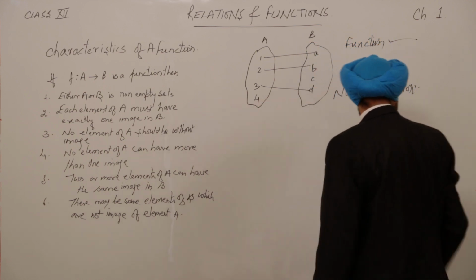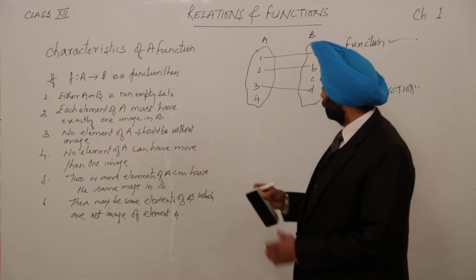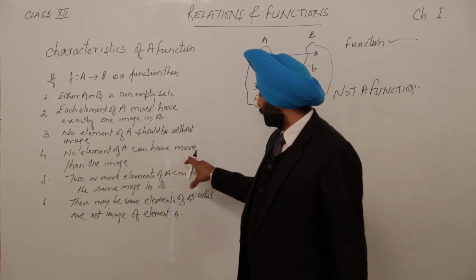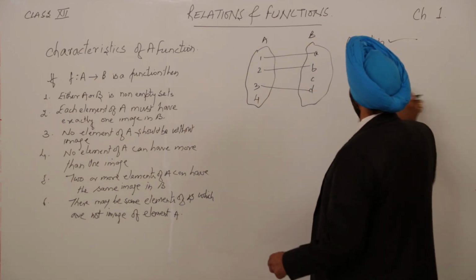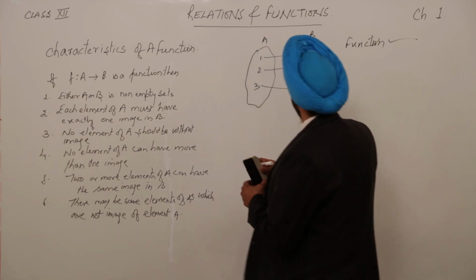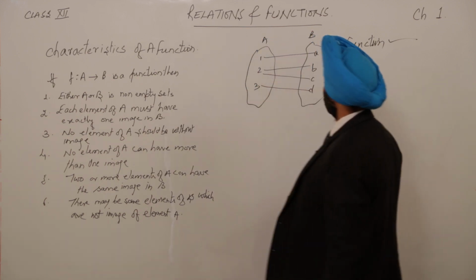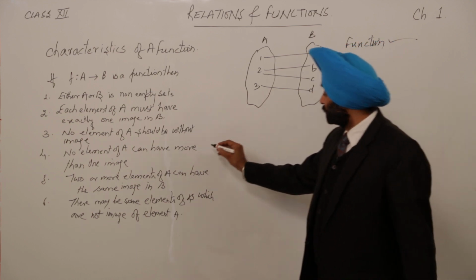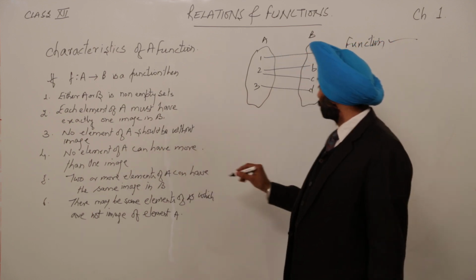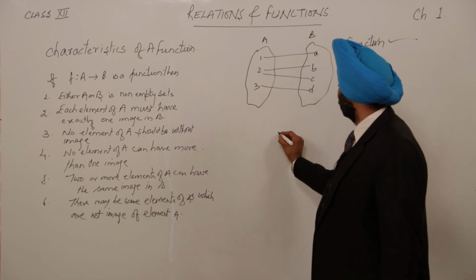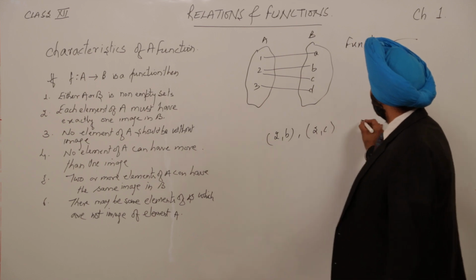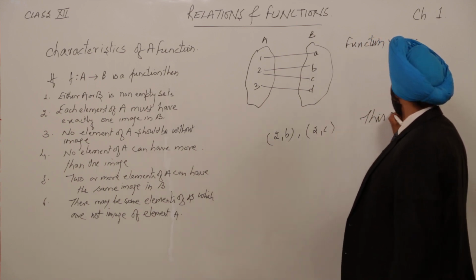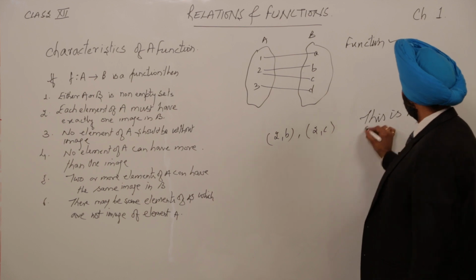For this part, no element of A can have more than one image. Suppose I have written it like this, but 2 is having 2 images. We are having 2B and we are having 2C. So this is not a function. Again, this is not a function.